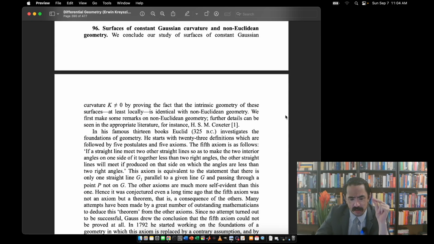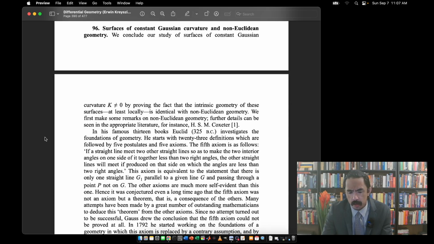All right, you guys, this is historic. We are at the last section of the book. We're about to finish reading Differential Geometry by Erwin Kreyszig out loud on the internet. Section 96, Surfaces of Constant Gaussian Curvature and Non-Euclidean Geometry. All right, let's get it.